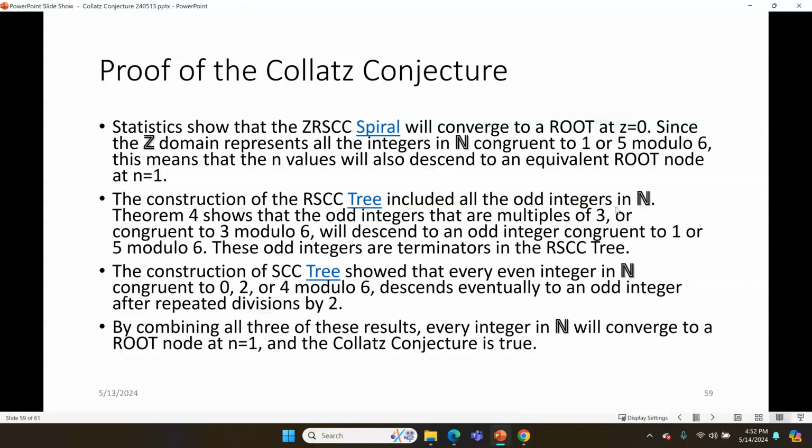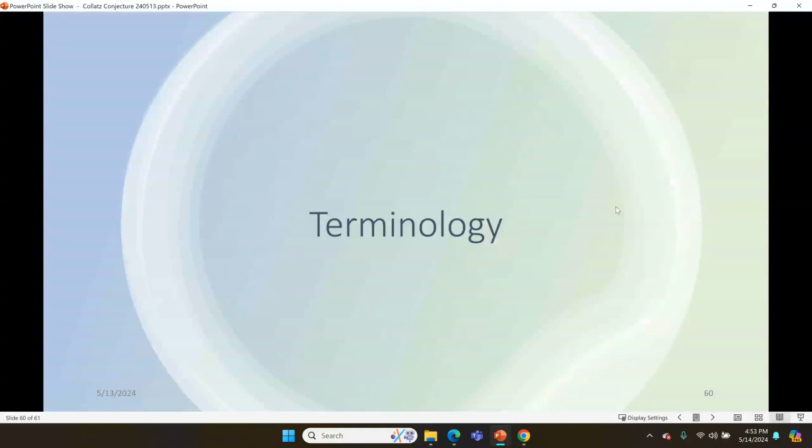The construction of the simplified Collatz conjecture tree showed that every even integer in n congruent to 0, 2, or 4 modulo 6 also will descend eventually to an odd integer after repeated divisions by 2, and therefore, as a consequence, they will also inevitably descend to a root node at n equal 1. So combining all of these results, we show that every integer in n will converge to a root node at n equal 1, and therefore the Collatz conjecture is true. This concludes the presentation, and it proves the Collatz conjecture is true.